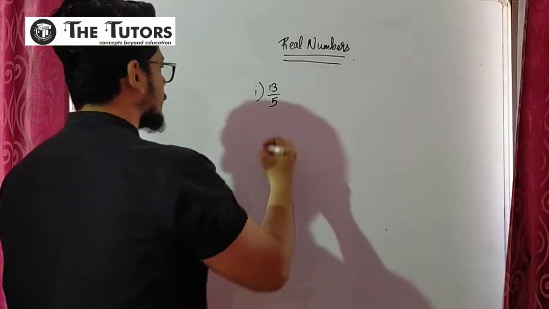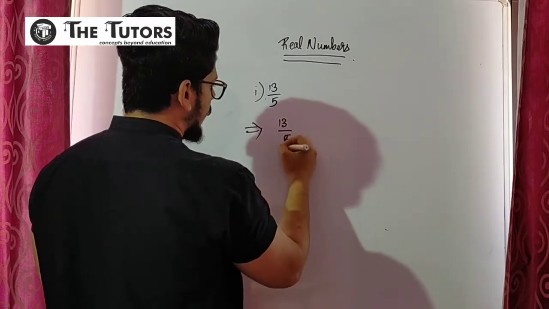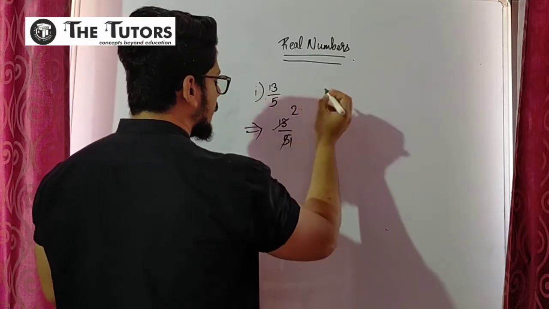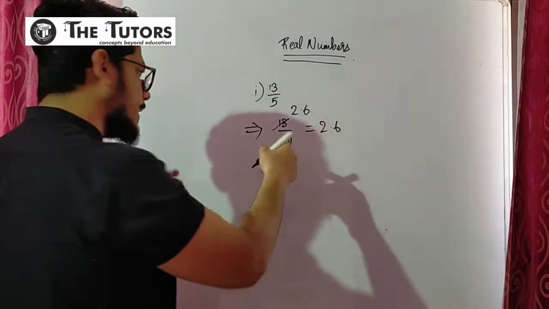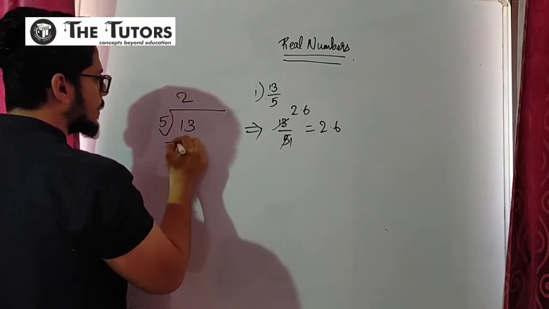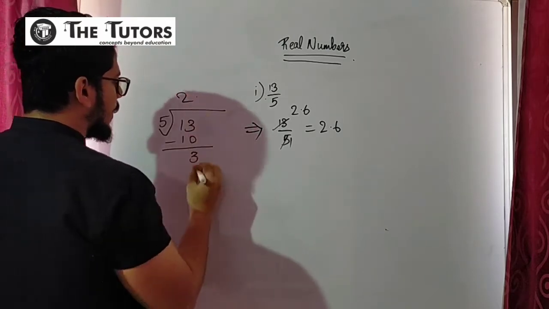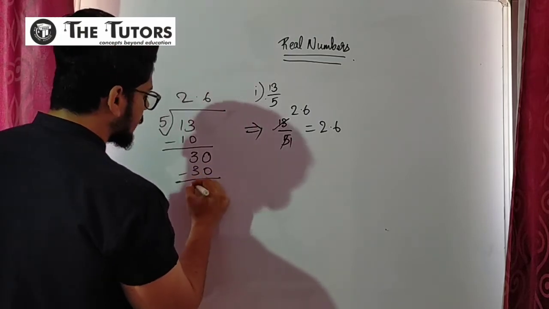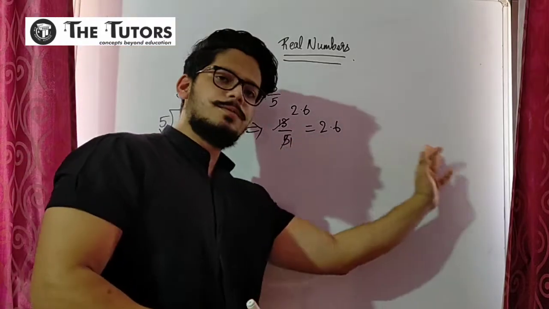13/5. First you divide the numbers. 5 twos are 10, then 0.30, 5 sixes are 30. You get answer 2.6. Those who don't get the calculation here, look here. Here you have 5, here you have 13. 5 twos are 10. 13 minus 10 is 3. Here there is nothing, so you give a point. Here comes 0. 5 sixes are 30. Answer is 0. That is, the remainder is 0. Quotient is 2.6. Now there is no series of numbers.